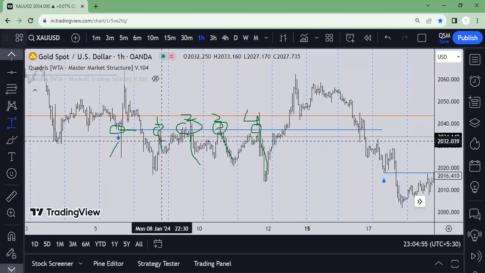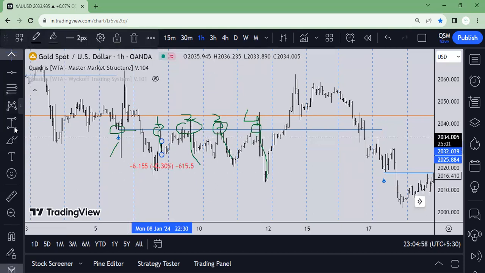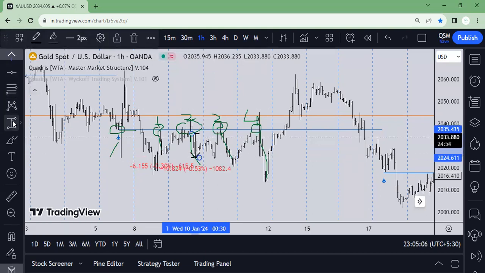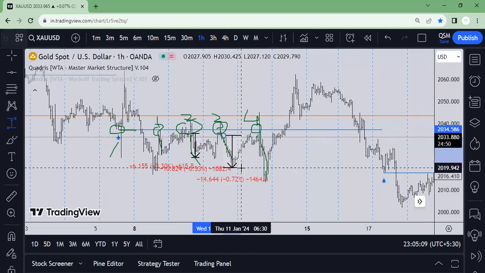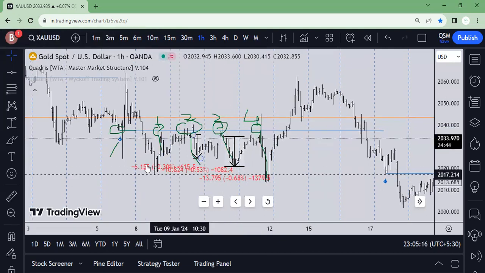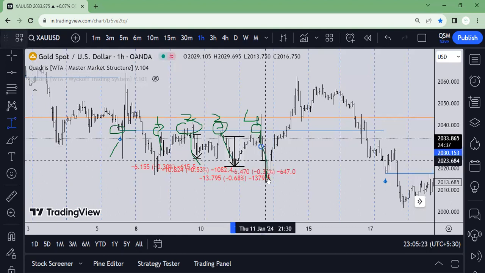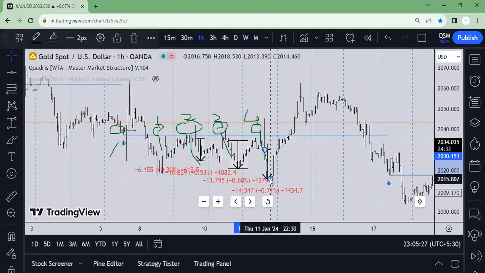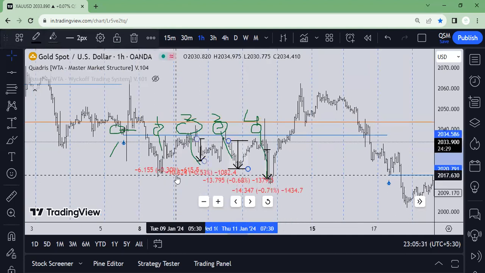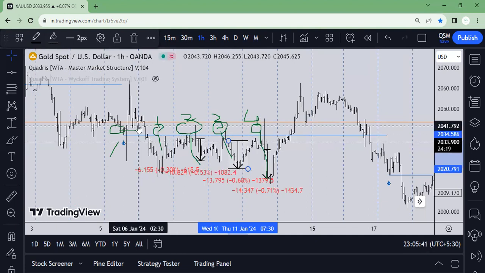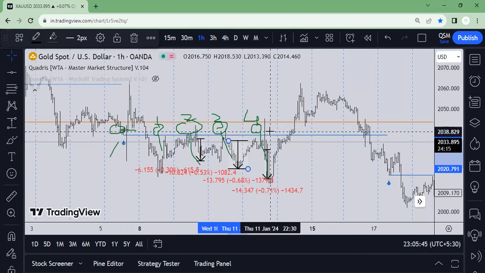You see, in terms of price, you can do the math. 13.6 points, 10 points, and this one was the last, 14 points. 14, 13, 10, 37, and 6, approximately 41 points within a span of 6 Jan till 11 Jan.